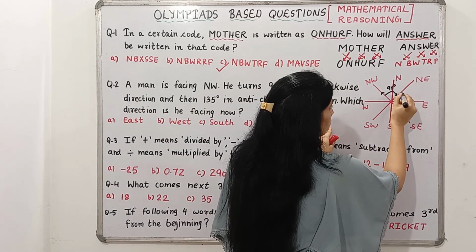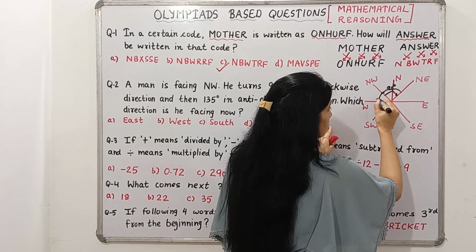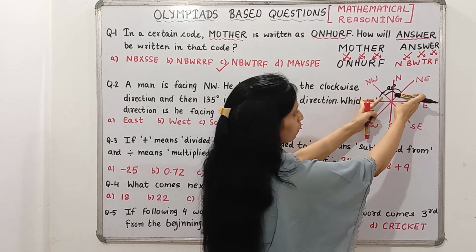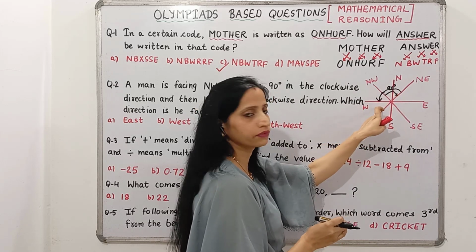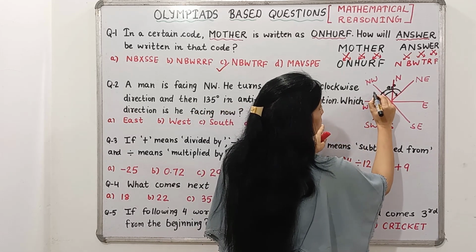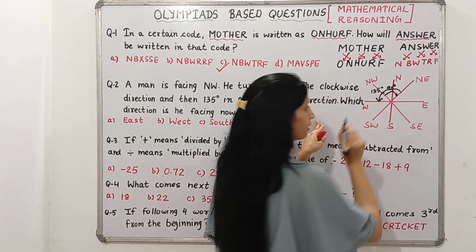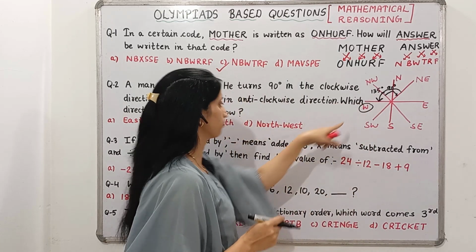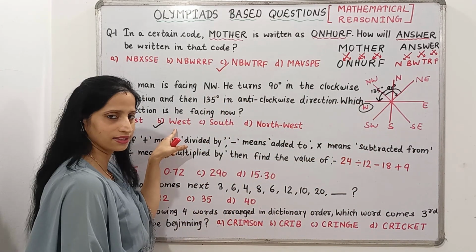Means from here, this is 45, this is 90, and this is 135. Okay, because this was 90 and this is 45. So 90 plus 45, 135. So this is the angle of 135. This means at last, finally, the man will reach at west direction. So we will take this B option. This will be our answer.